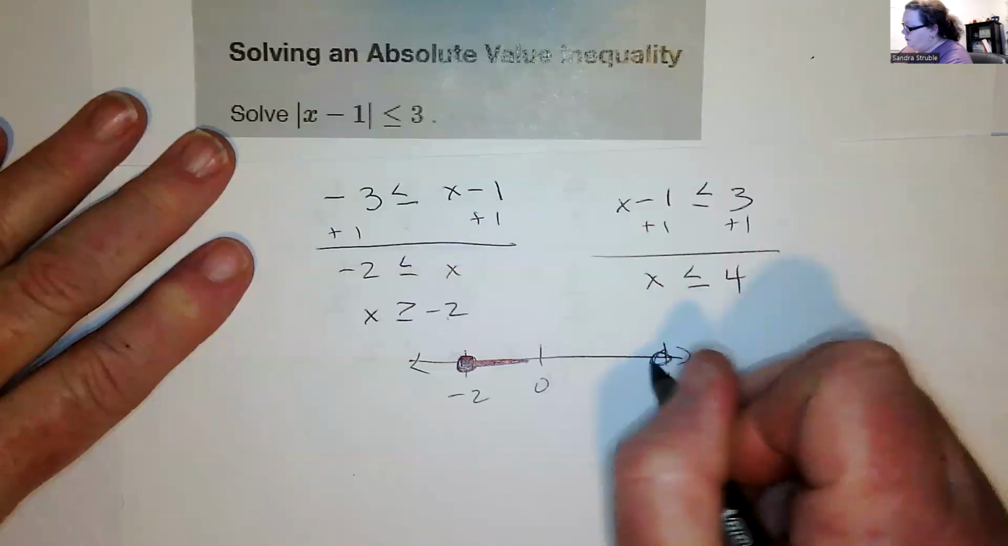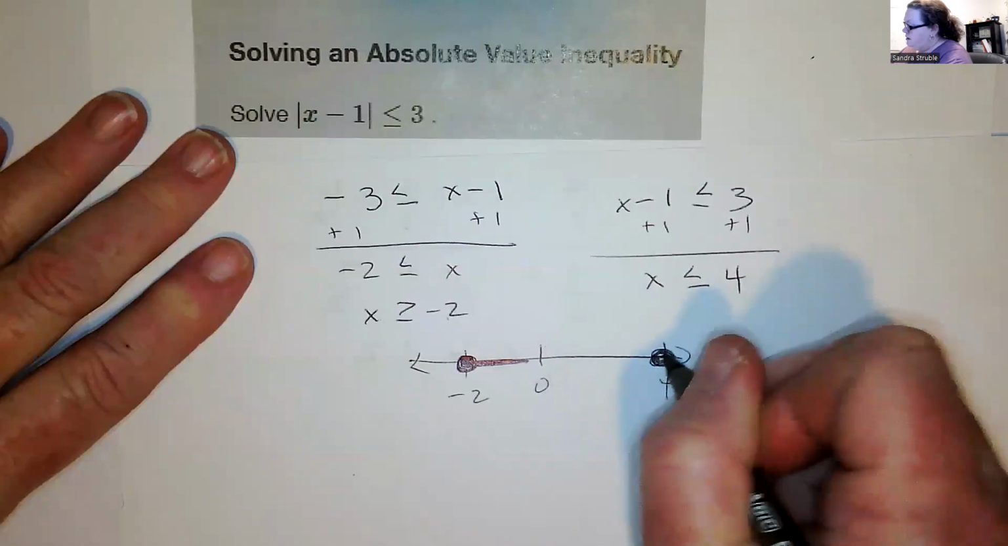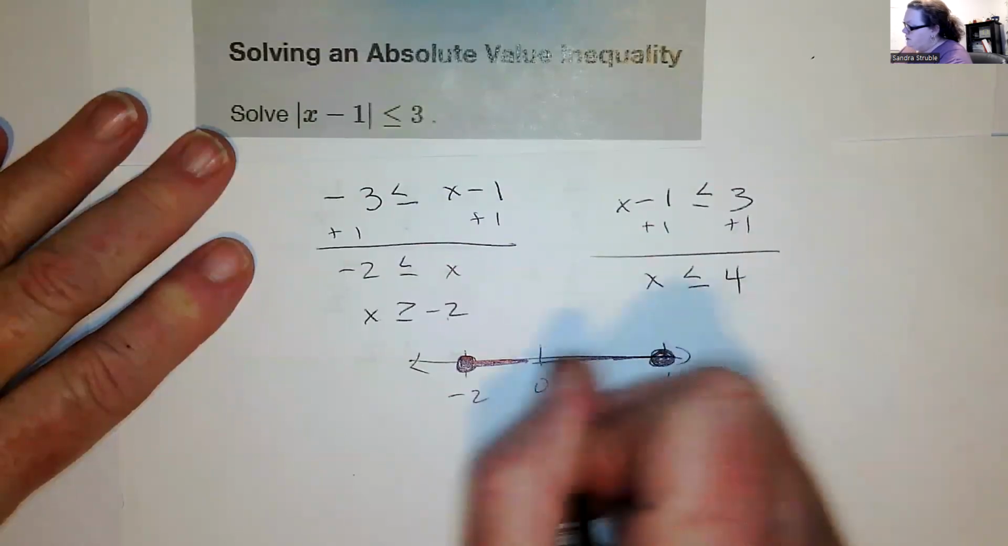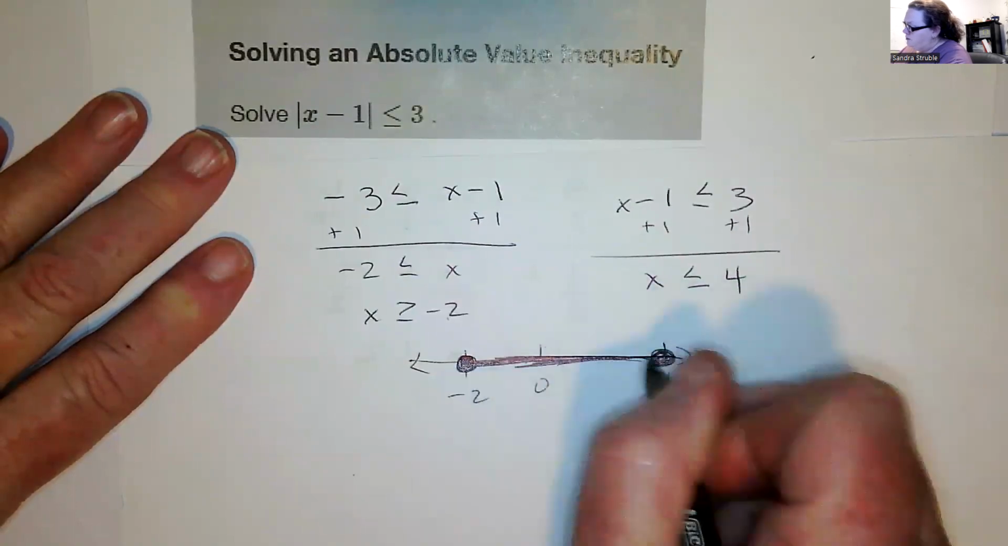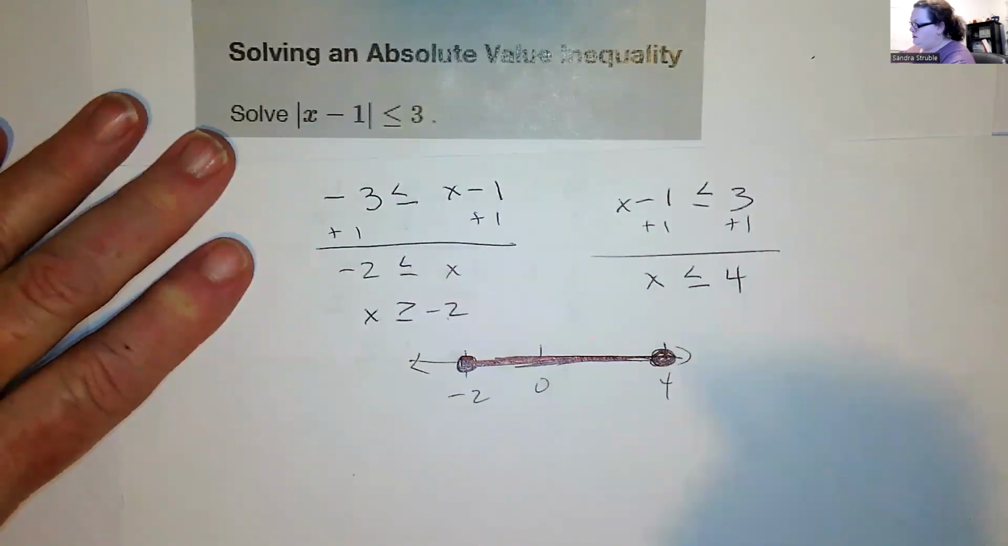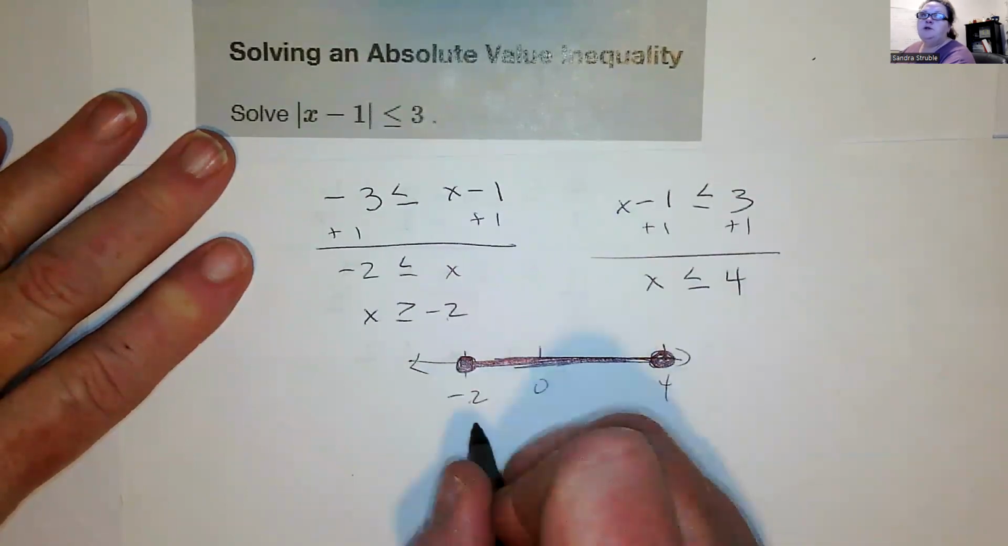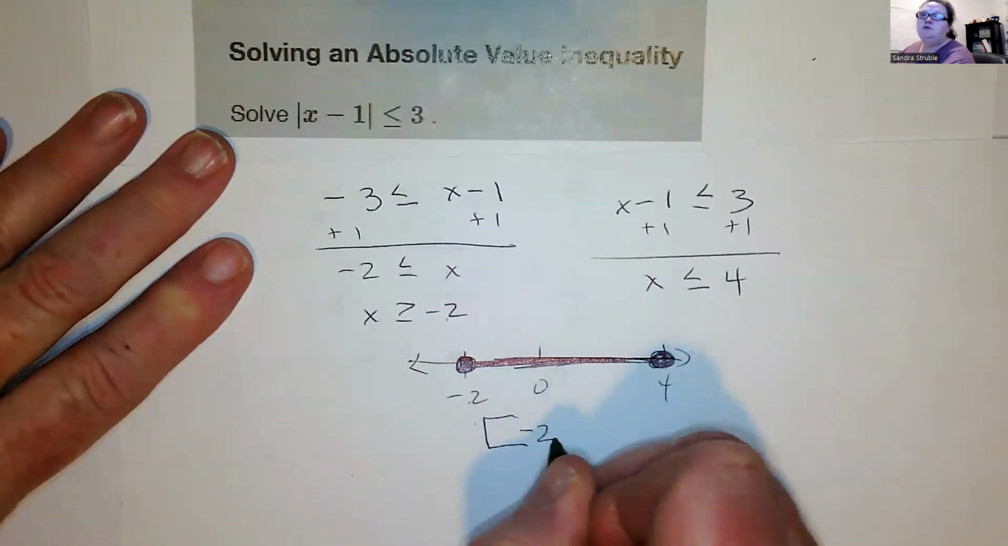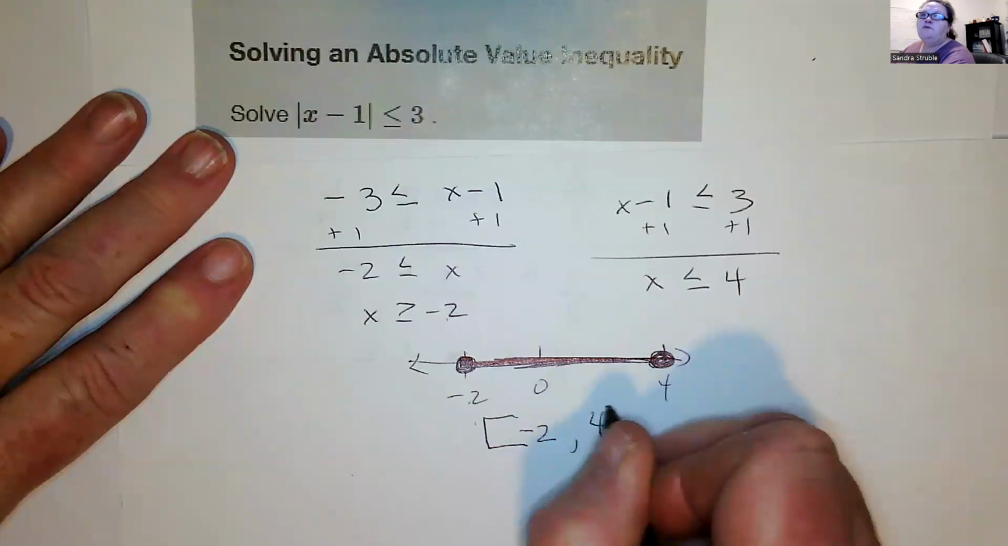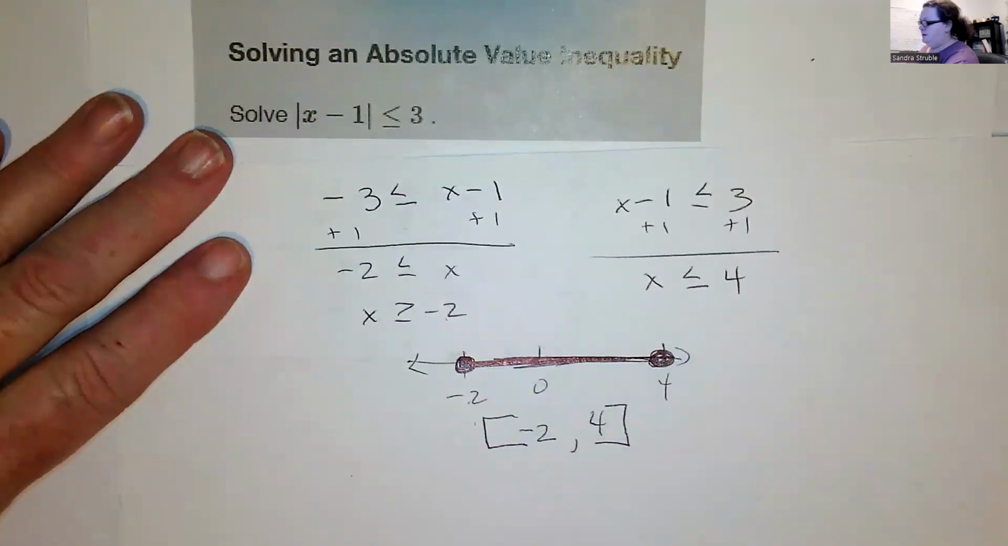4 is included as well, so it too gets a dot, and x is less than, so it's heading off in this direction, and we've got another barbell. All right, let's put this in interval notation. -2 is included, so it's a bracket, -2, comma, 4, and 4 is included. And that is it for that one.